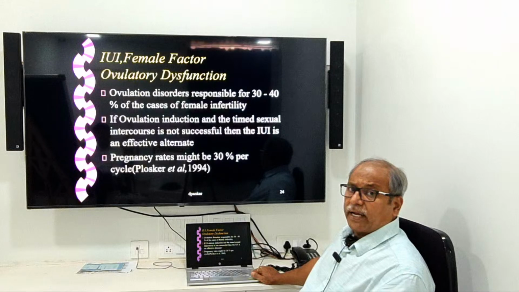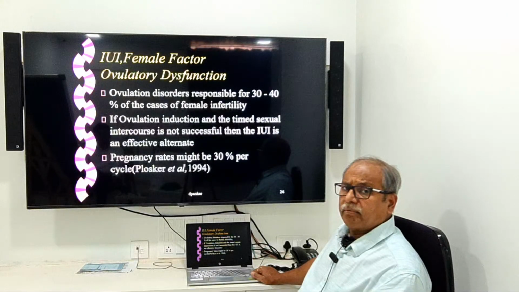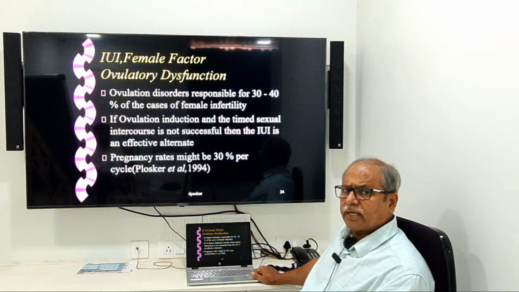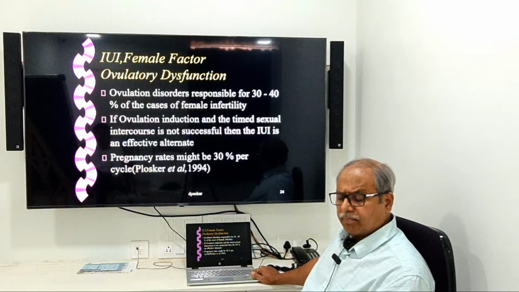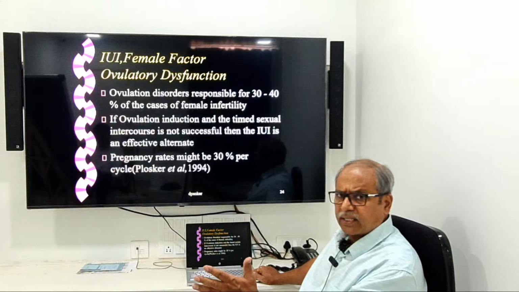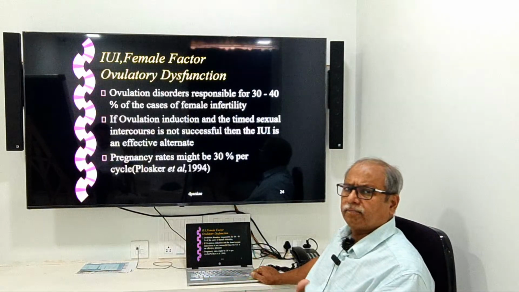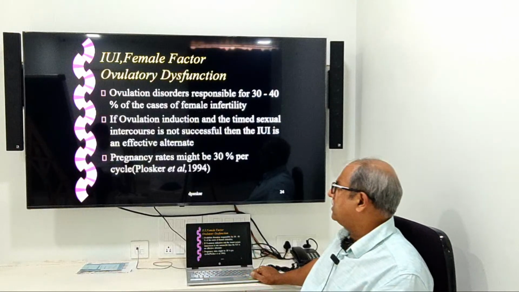I had a patient who had some problem because she was a little bit overweight and her periods were delayed by more than 35 days. There might be some problem. I induced her and tracked the follicle, and she conceived.